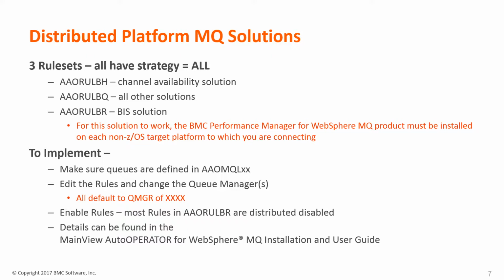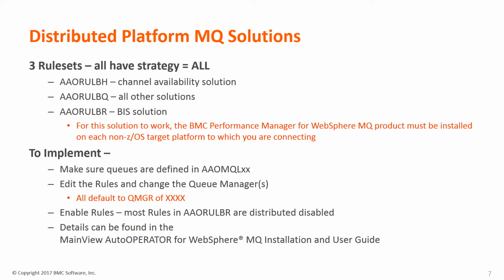AutoOperator also provides solutions out of the box for distributed MQ. It's distributed in 3 rule sets: AAO RUL BH for the channel solutions, and AAO RUL BQ for most of the other solutions.